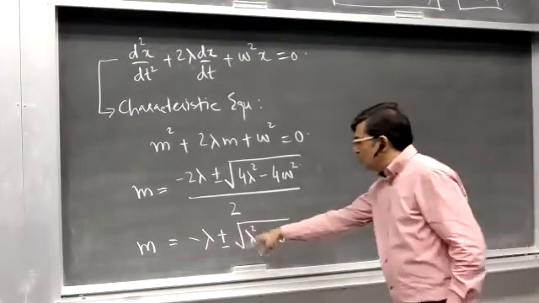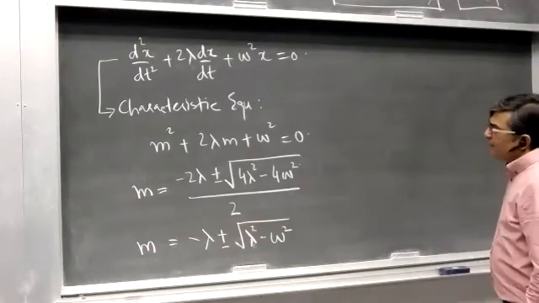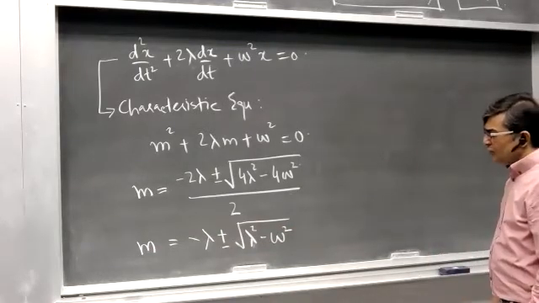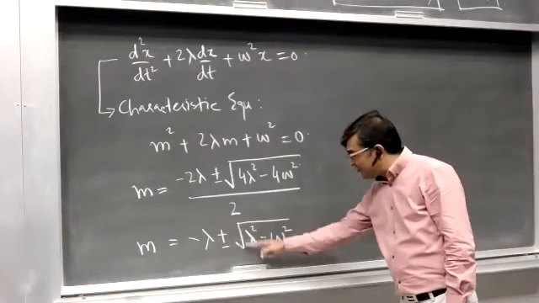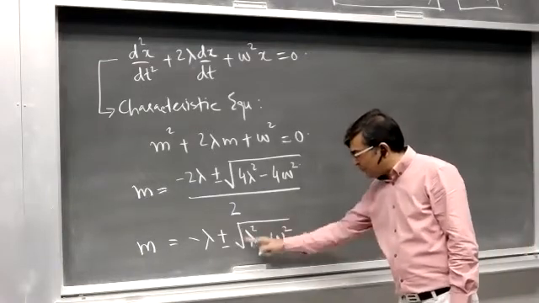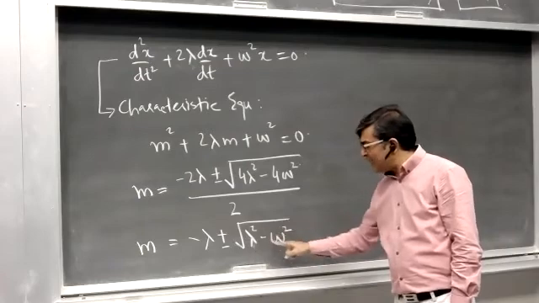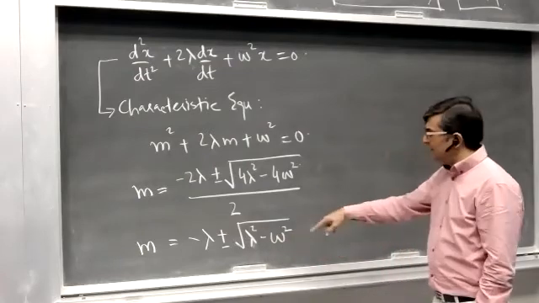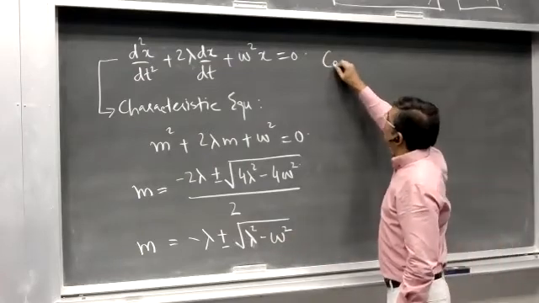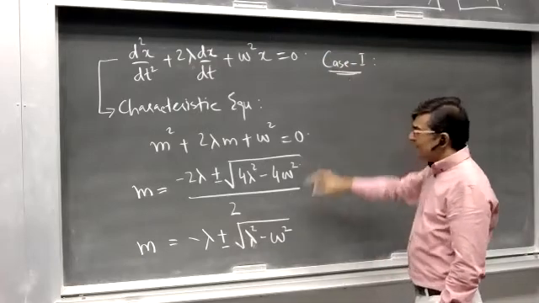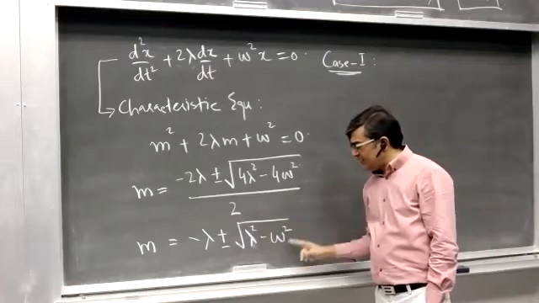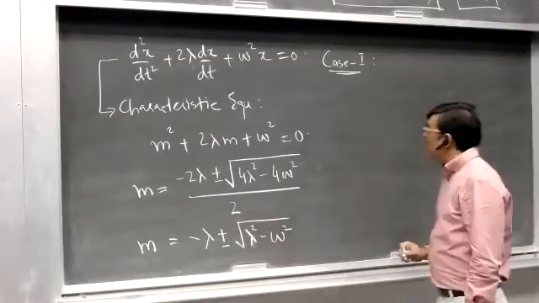If these are the roots, we can easily write the general solution, which depends on the value of this radical, lambda square minus omega square. Then there will be 3 cases. Case 1, because the general solution depends on the value of this expression.